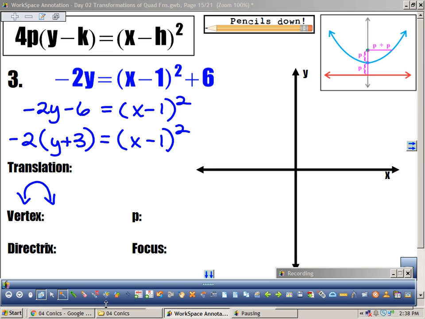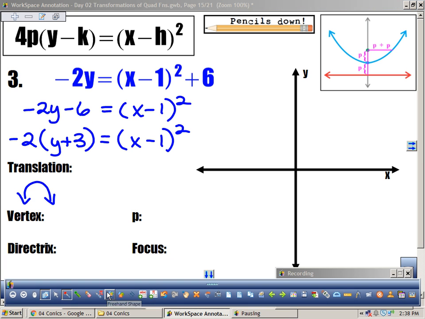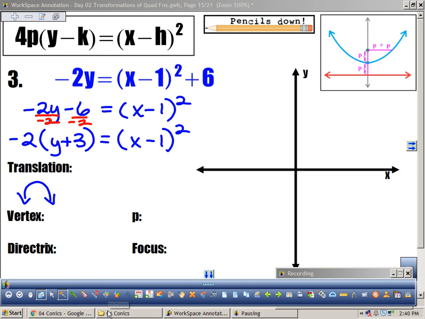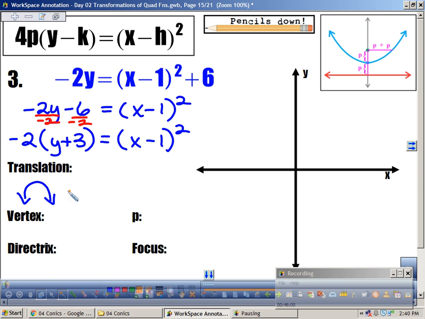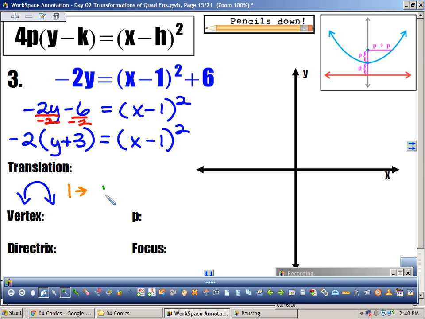Are you guys good? So I had to factor out a 2, and I got to check it. Negative 2 times y is negative 2y. Negative 2 times 3 is negative 6. So I knew I did it right. If you don't like factoring out, you could divide by negative 2 and divide by negative 2 if you wanted to. So what's my horizontal shift, guys? 1 in which direction? To the right. And what's my vertical shift? Down, negative 3. Good job, guys.